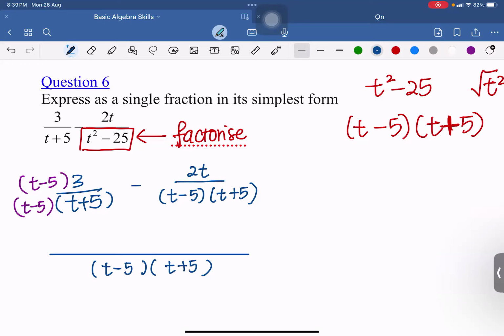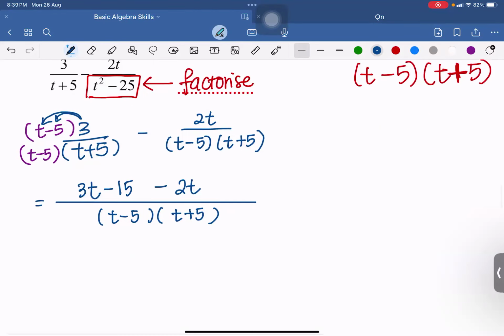Okay, so students, now you're trying to expand. Make sure you put the correct sign. So 3 times t. Sometimes you all forget to multiply the 1 at the back also, so must multiply to both. I put the easy one for you so that you won't make careless mistakes for your sign. But in exam, must take note. Now, do not expand the denominator, only simplify the numerator. 3t minus 2t, t minus 15.